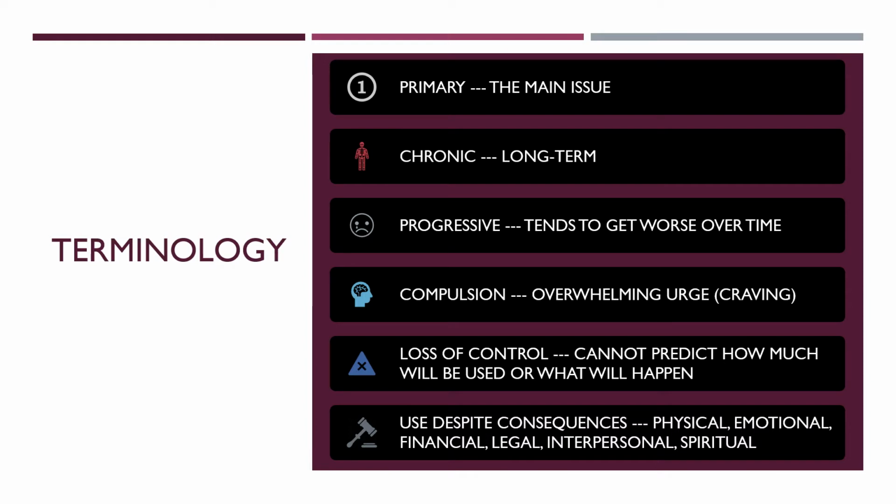And those consequences can take several different forms. They can be physical consequences, emotional, financial, legal, interpersonal in our relationships, and even spiritual. So if you think about those being the 6 Al's, physical, emotional, financial, legal, interpersonal, and spiritual, you can remember what those different consequences look like.